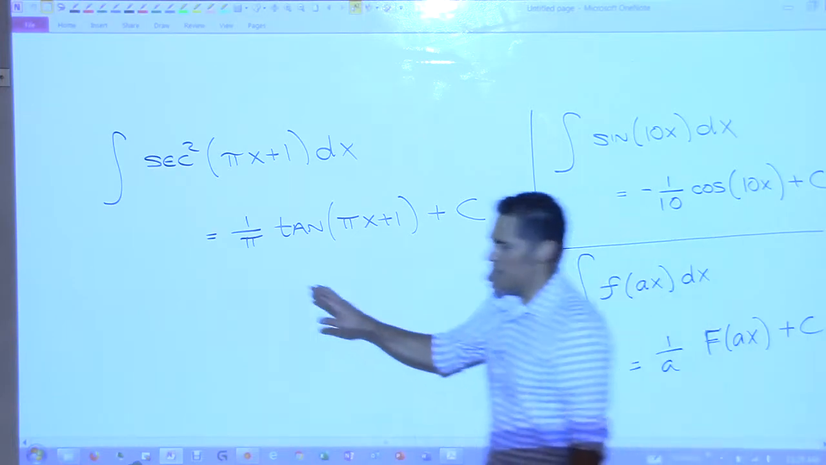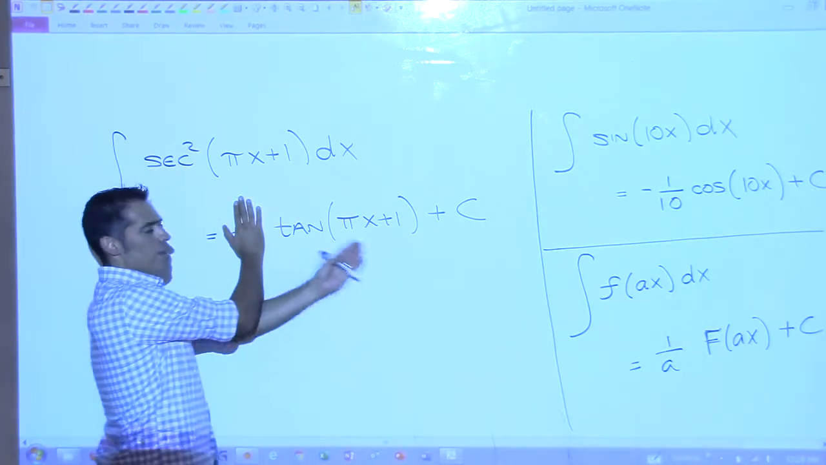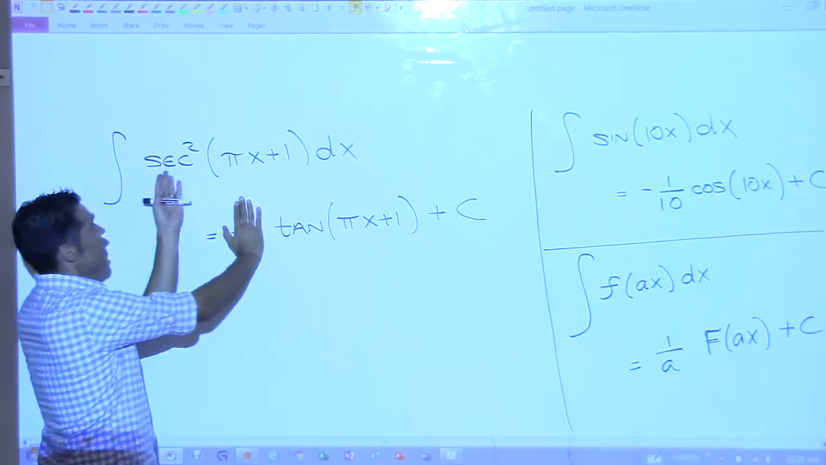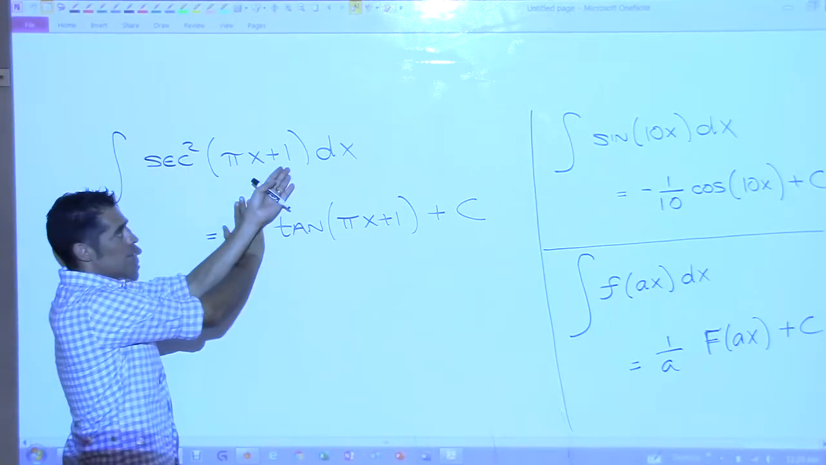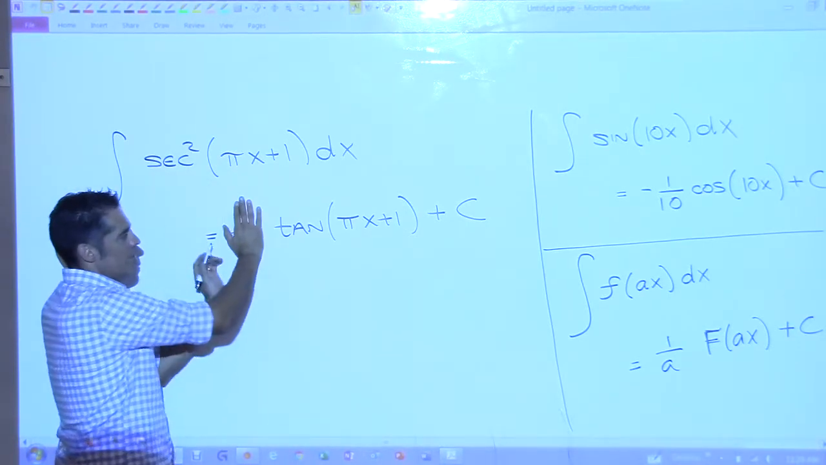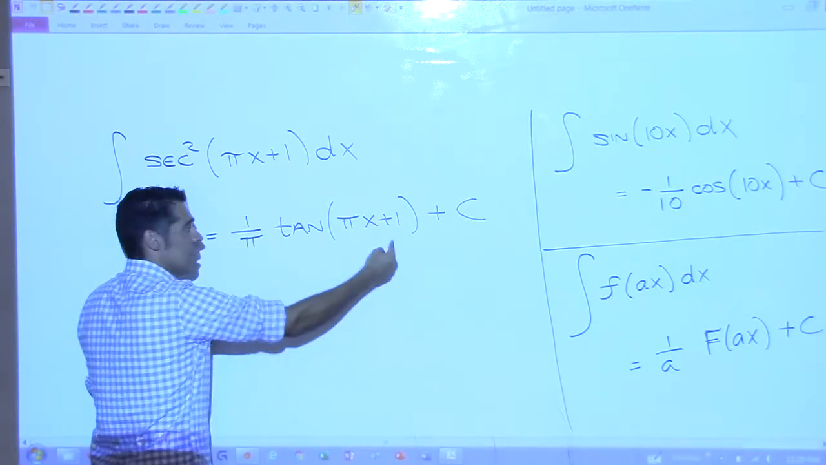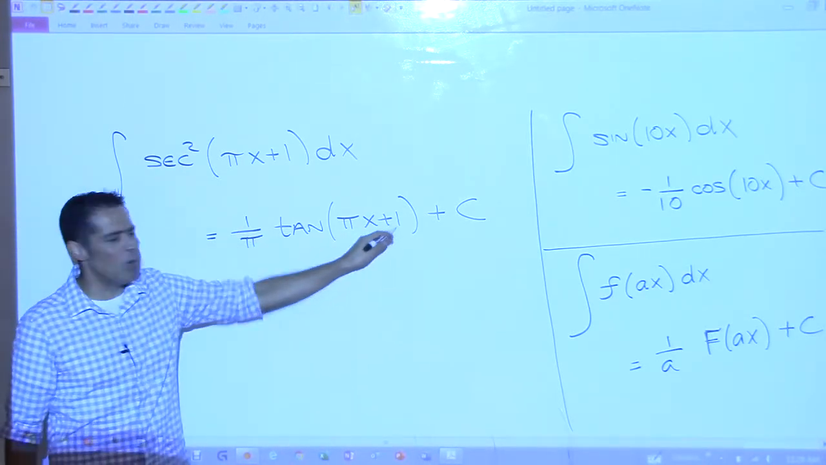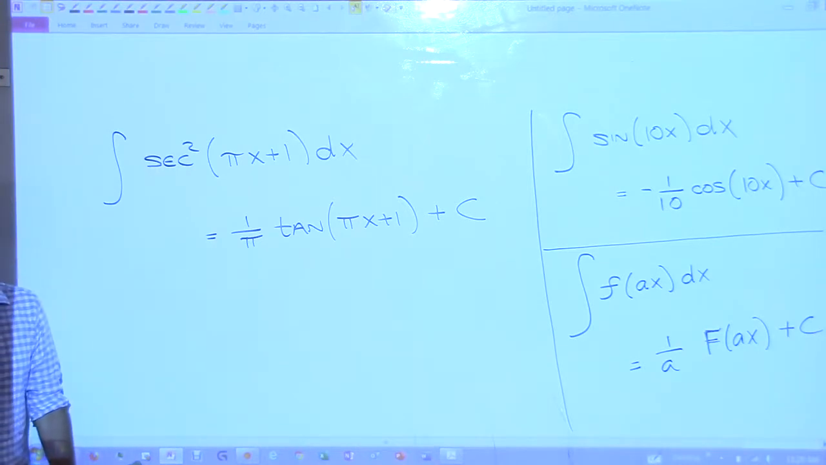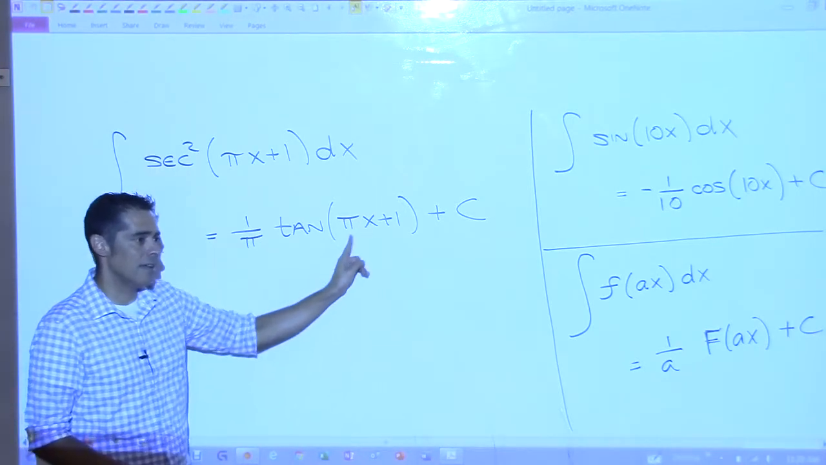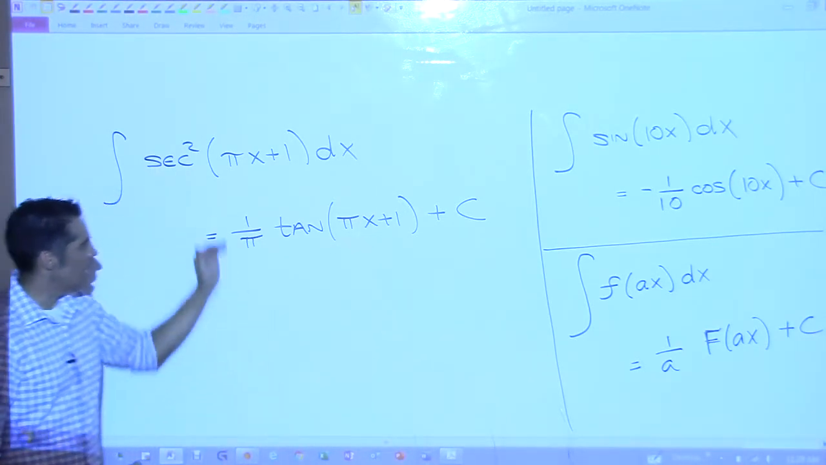So the idea here is that the derivative of tangent of pi x plus 1 should give you secant squared of pi x plus 1, right? But if you took the derivative of what's inside of here, you're going to get a pi, aren't you? So you got to kill off the pi. Notice that the plus 1 doesn't matter, does it? It's only that number in front of the x that has an impact. So that will be this.